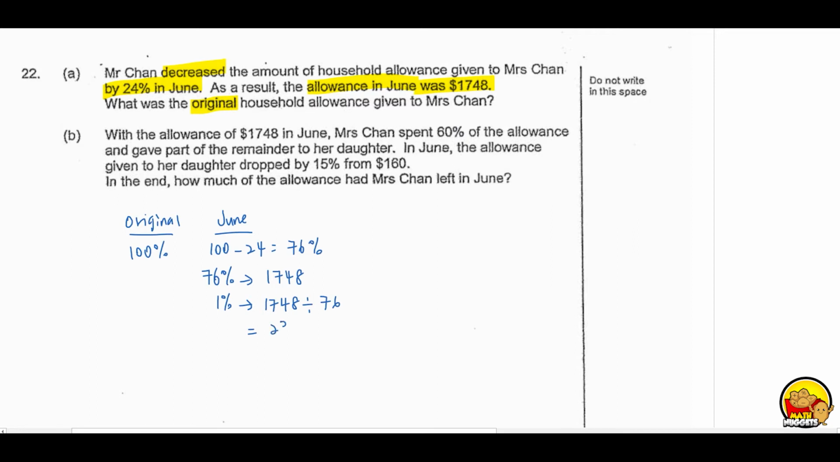So 1% is $23, and the original 100% will be $2,300. So the answer for part A would be $2,300.